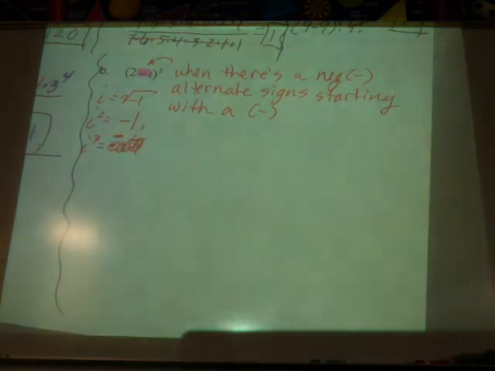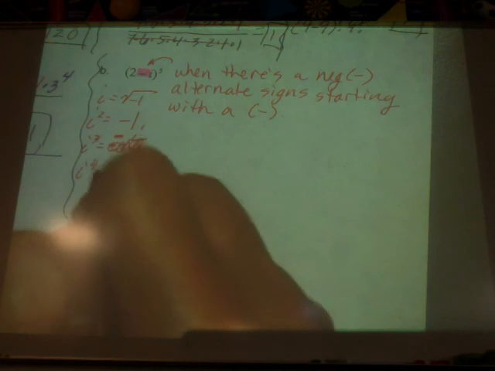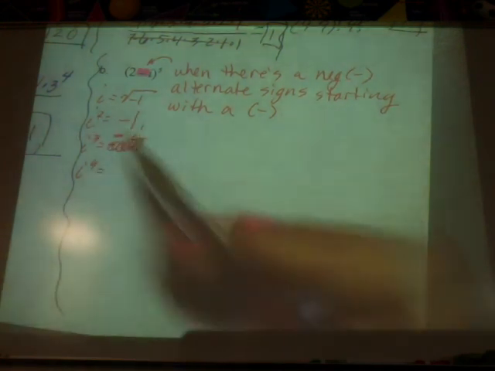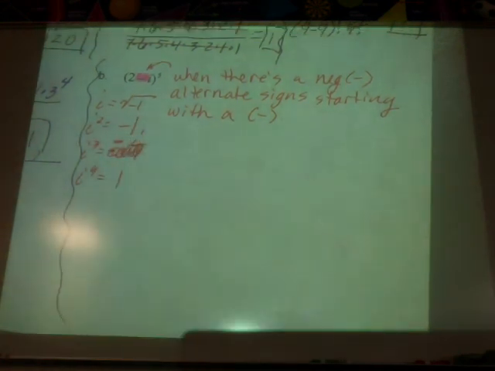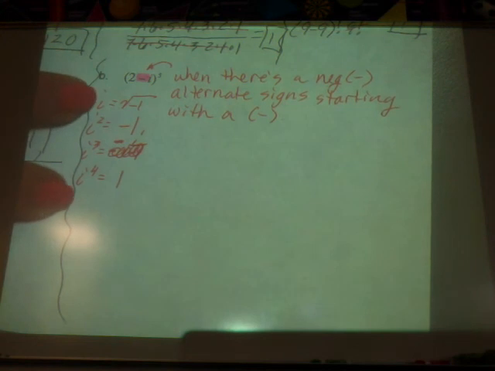Right? And then what would be i to the 4th? What's this squared? Positive 1. And it starts all over again with i to the 5th. i to the 5th would just be these two multiplied, right? So i to the 5th would just be i, wouldn't it? And it goes on from there.